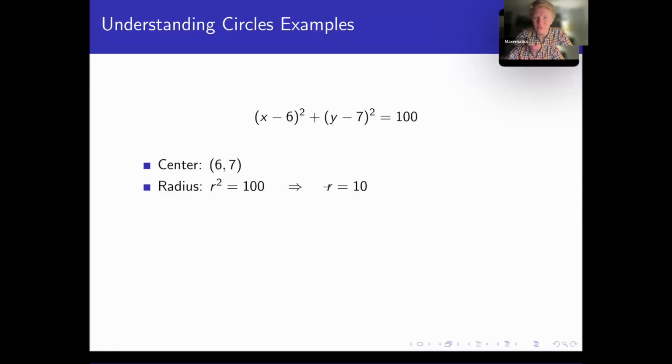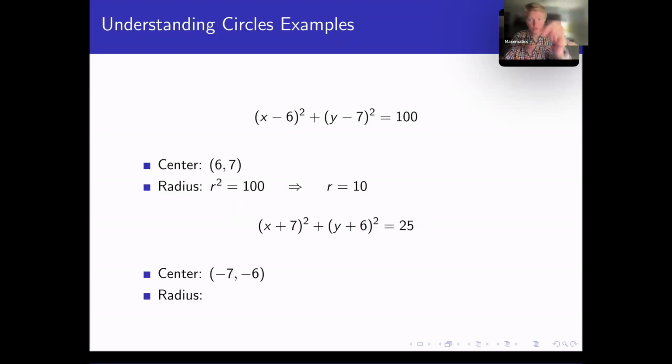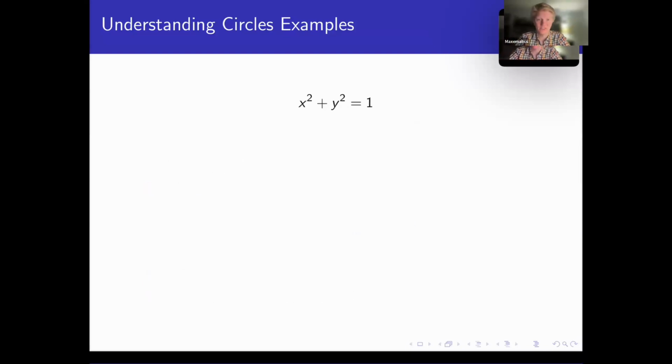So radius is 10. (X plus 7) squared plus (y plus 6) squared equals 25. Well, center is going to be backwards values, right? X minus h, this is x plus 7. So our center is going to be negative 7 and negative 6. Radius, well, r squared is 25, so r is 5. Okay, again, be careful with signs.